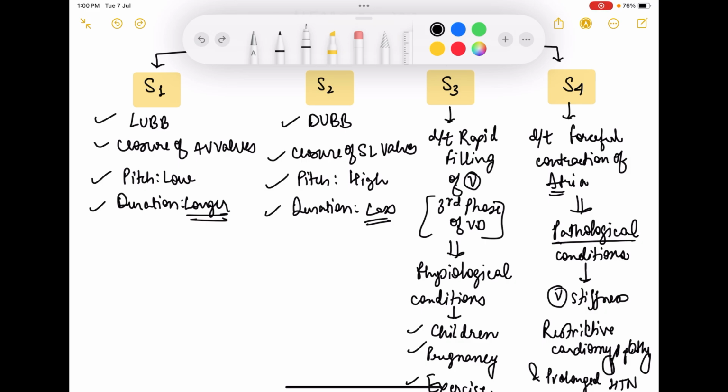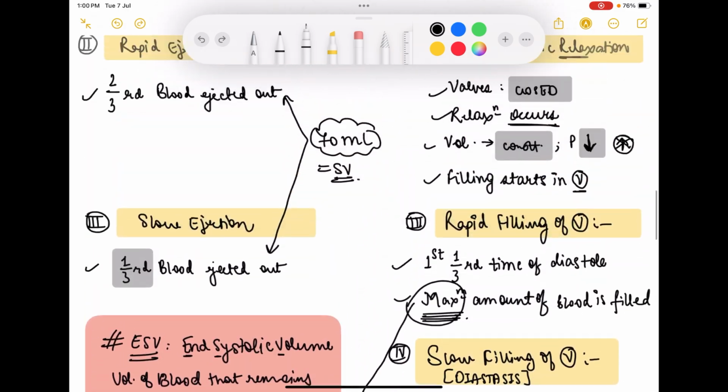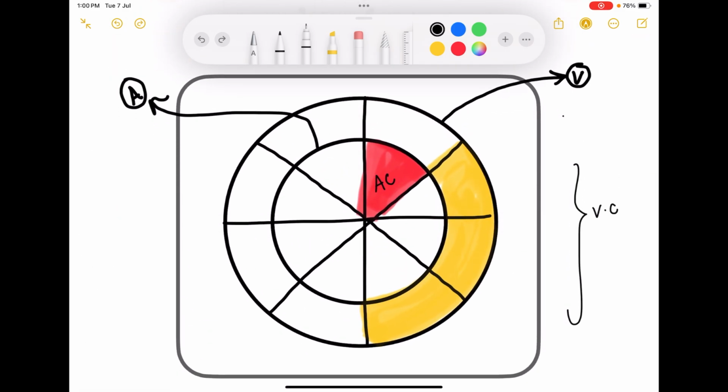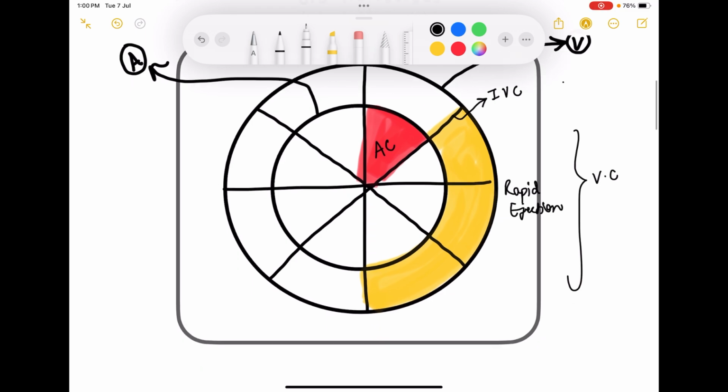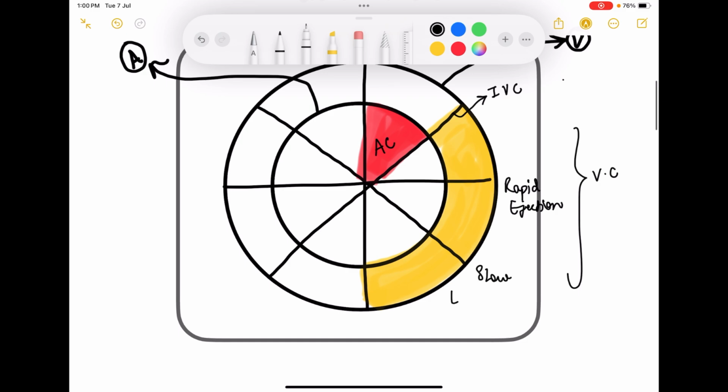Now let's get back to the diagram so that I can summarize everything in a single diagram. See, this yellow portion is ventricular contraction or ventricular systole. And this is the very initial phase of ventricular contraction, that is isovolumic contraction. This is rapid ejection phase, and the next phase is slow ejection phase. Again, this yellow one is ventricular contraction, and this remaining portion is ventricular diastole or ventricular relaxation.